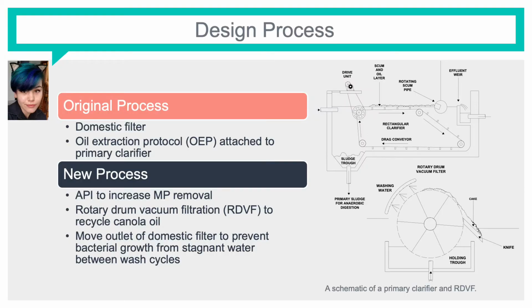The preliminary design consisted of a domestic filter and oil extraction protocol process integrated into existing wastewater treatment plant primary clarifiers. The final design has integrated an API separator to help further reduce microplastic concentrations in wastewater and sludge. A rotary drum vacuum filtration system was added so that the oil from the oil extraction protocol may be recovered and reused. The domestic filter has included an additional valve in the event of overflow, and the outlet has been moved directly to the bottom of the device to prevent bacterial growth from stagnant water.